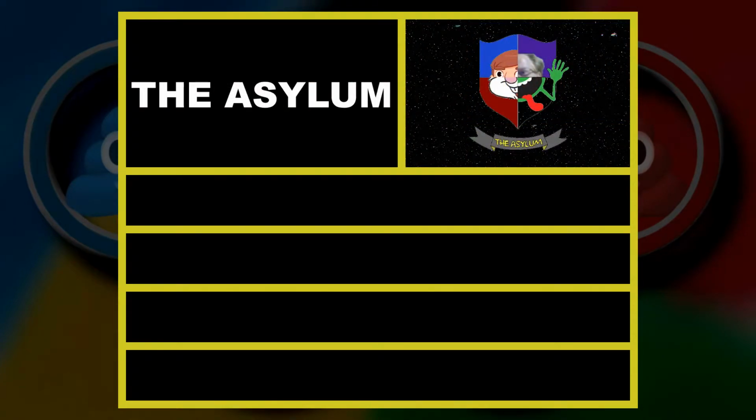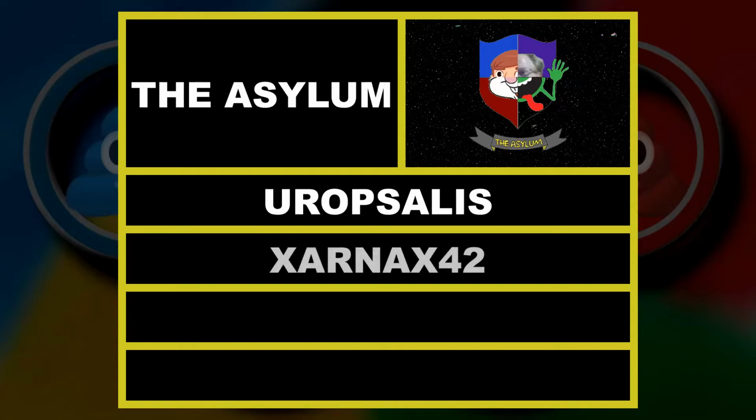Please welcome the 6th team in the 2020 Elite Olympics, the Asylum. Their warden is Europsilis, who only has 2 losses in Elite Tournament history. He will be joined by Zarnax42, a double gold medalist in the last Olympics, taking first place in the Super Mario Bros. event and the Tetris event.